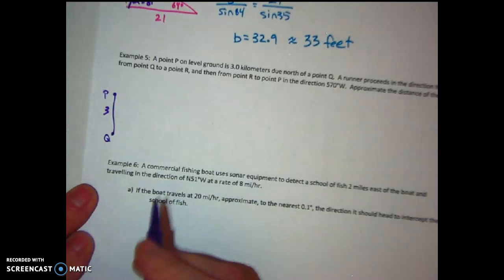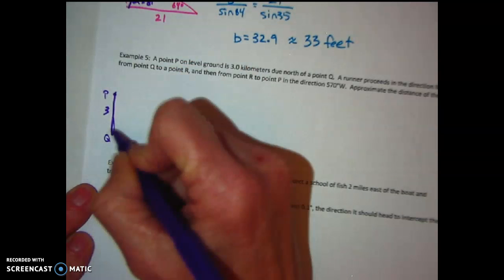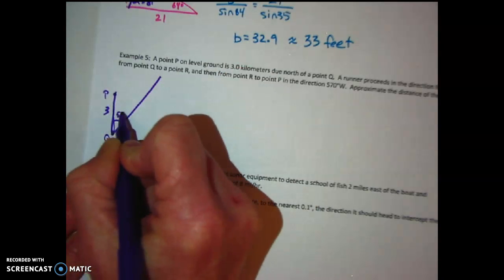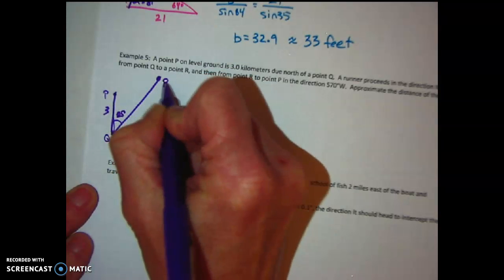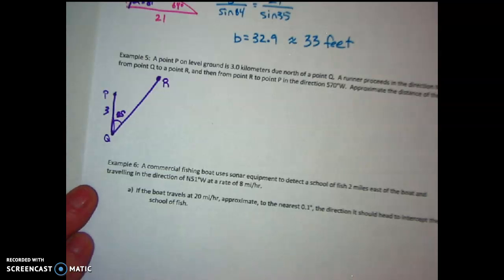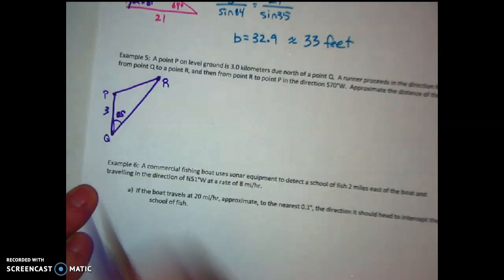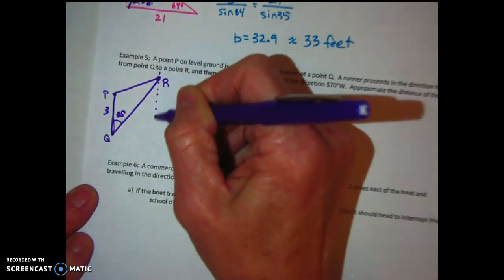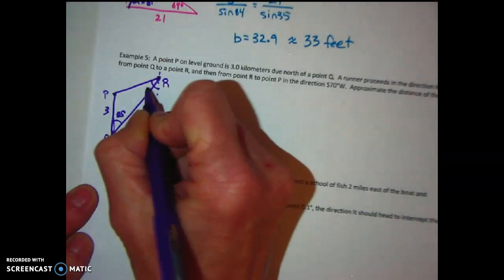So remember that north 25 degrees east has to come off of that north-south line. So we're going to go north 25 degrees east. So this is our 25 degrees. And up here is my point R somewhere. And then from point R to point P in the direction of south 70 degrees west. So we're going back in this direction. But it's not this interior angle. Remember that 70 degrees is off of the north-south. So this full angle is going to be my 70 degrees.